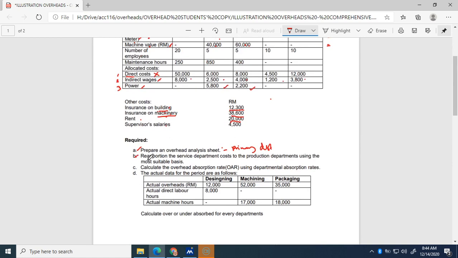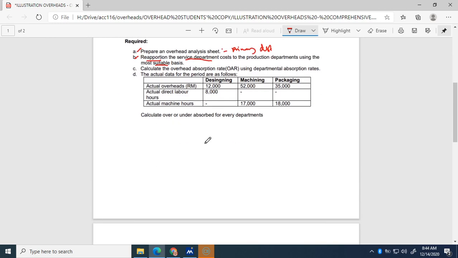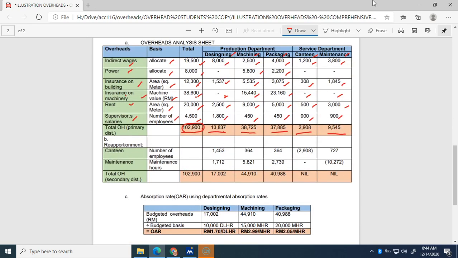Okay, B is reapportionment. The service department to production department using most suitable basis. Okay, so what are the service departments? We have canteen, we have maintenance. So canteen and maintenance should be reapportioned to production cost centers. So at the end, the cost for both departments will be 0.